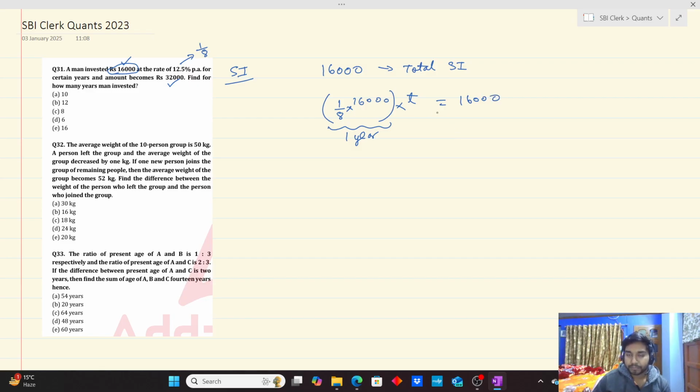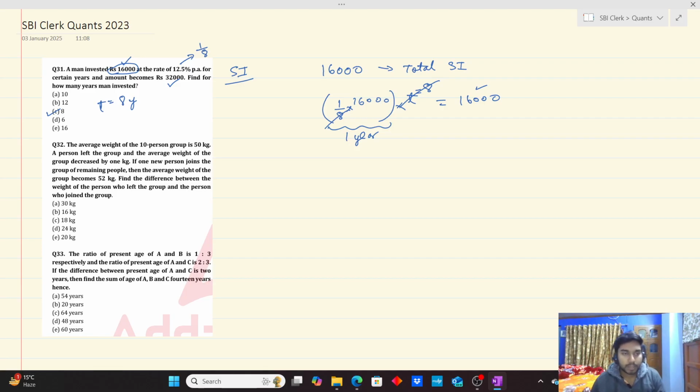Now on the right hand side we have 16,000, and to make the left hand side equal to 16,000, we just need to cancel out this 8 from the bottom. To cancel out this 8, T has to be equal to 8, then only my left hand side will remain 16,000, equal to my total interest, which means the time period he invested is equal to 8 years.